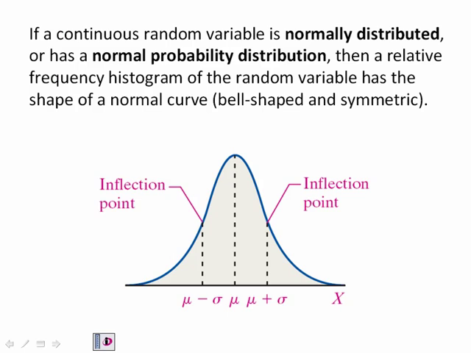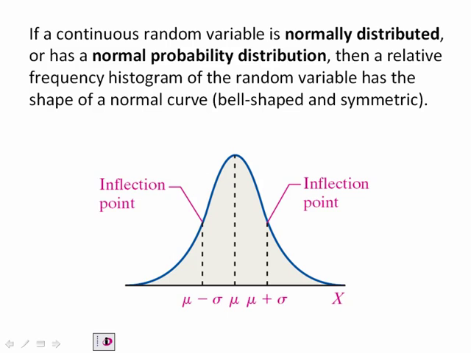If a continuous random variable is normally distributed or has a normal probability distribution, then the relative frequency histogram of that random variable has the shape of a normal curve, which is to say bell-shaped and symmetric. What I want to do is point out to you the key features of this normal curve. First and foremost, notice that the high point of the curve is at the mean. There are two key points on the normal curve besides the high point. They are called inflection points.